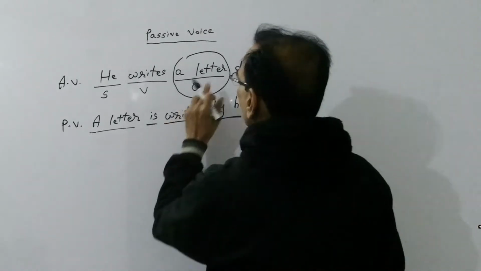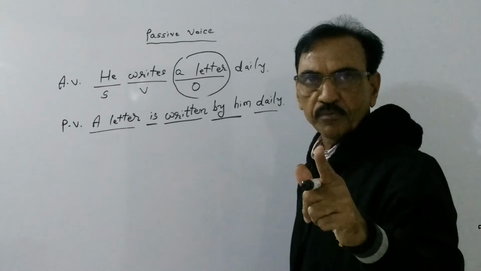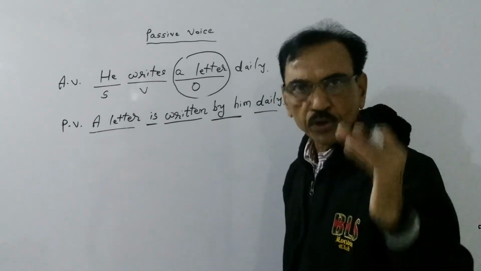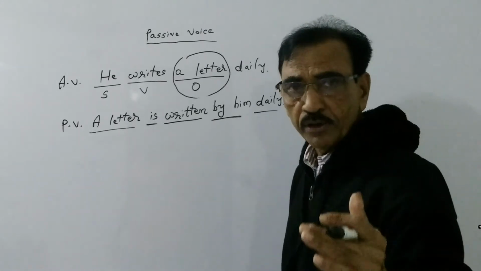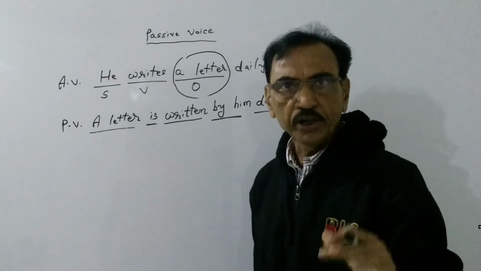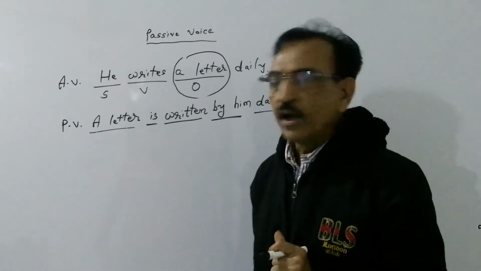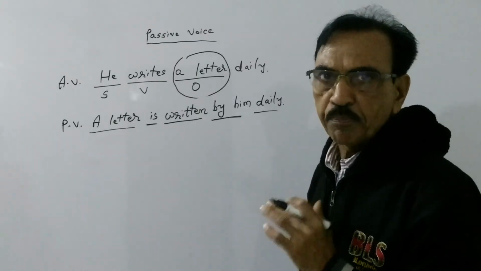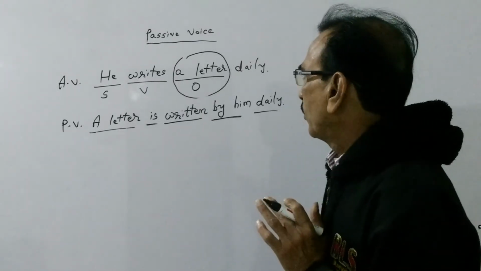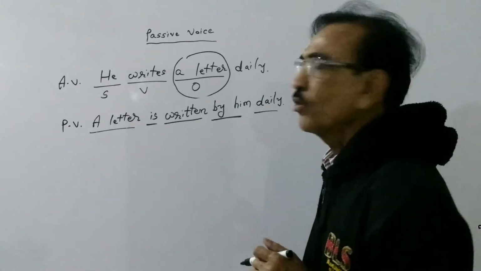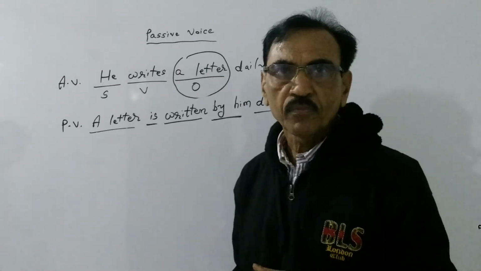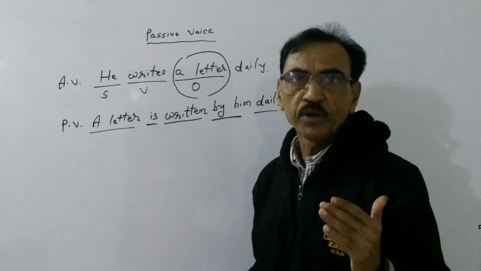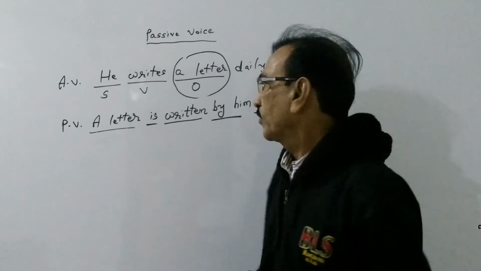So remember, friend, first of all you have to find out an object, then you have to identify the tense, then you have to decide whether it is affirmative, negative or interrogative sentence. And I will teach you some formulas of passive voice. You have to follow those formulas because these formulas are required to be learnt.